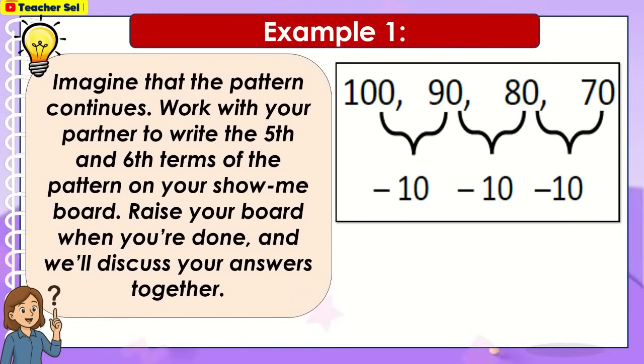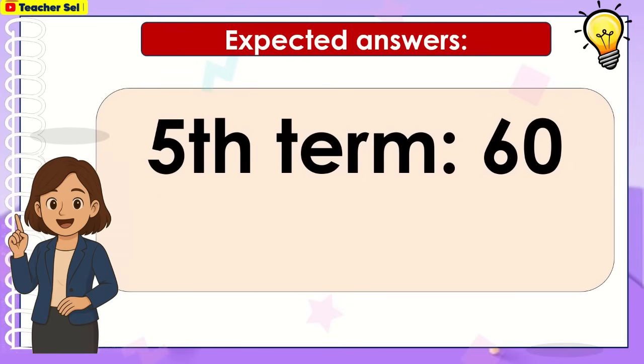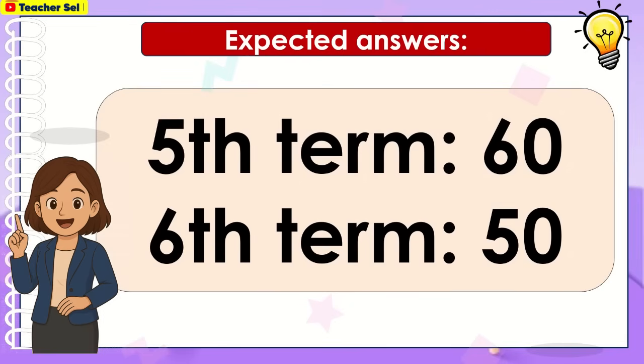Imagine that the pattern continues. Work with your pattern to write the 5th and 6th terms of the pattern on your Show Me board. Raise your board when you're done, and we'll discuss your answers together. The 5th term is 60. The 6th term is 50.